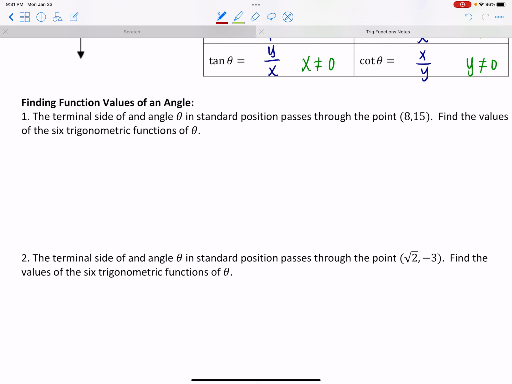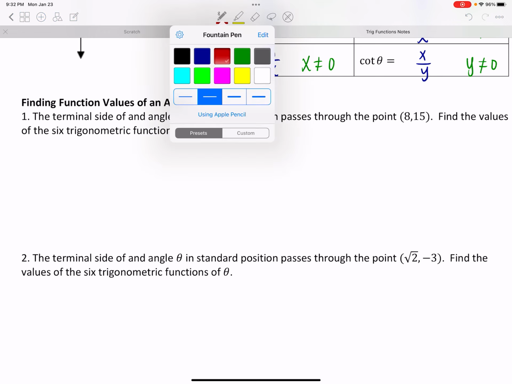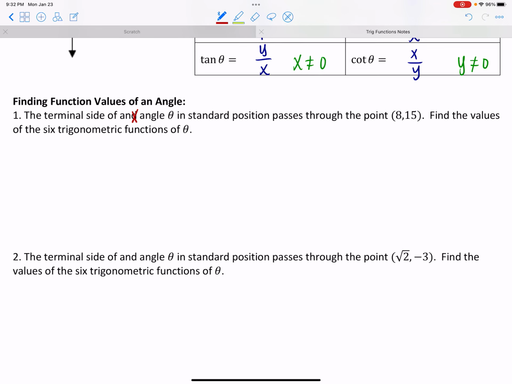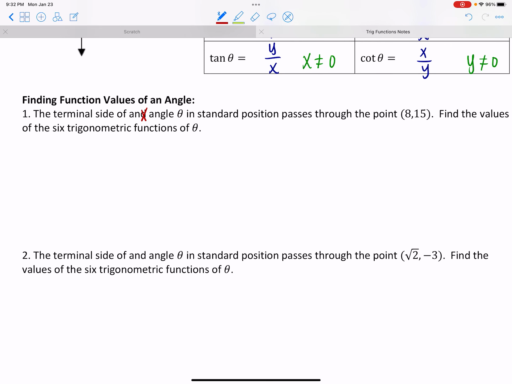So number 1, it says the terminal side of, oh man, I made a typo and I copied and pasted, which means this typo is going to happen over and over. This should say this, so sorry. The terminal side of an angle theta in standard position passes through the point 8, 15. And then we're asked to find the values of the 6 trig functions of theta.